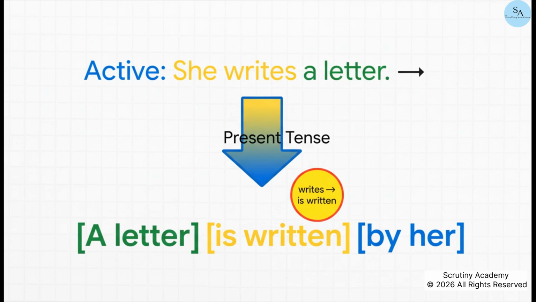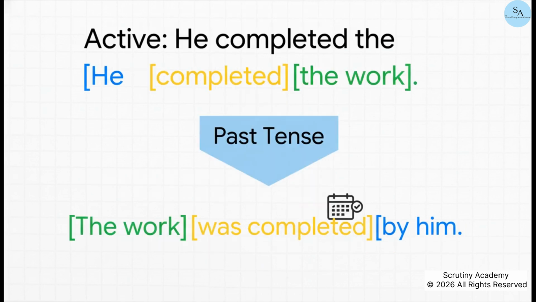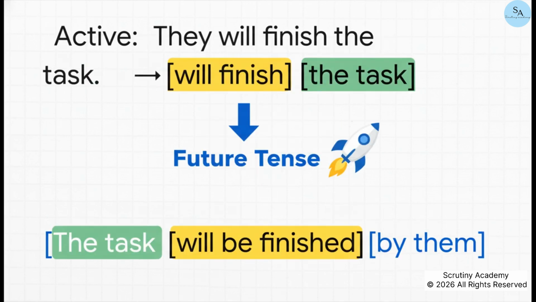Let's see this with an example. For present tense, we have: She writes a letter. Okay, our object, a letter, goes to the front. The sentence is in the present tense, so we use the be verb is. The V3 of writes is written, so we get: A letter is written by her. Perfect. Now for past tense. He completed the work. Let's do it again. The work moves to the front. Completed is past tense, so our be verb is was, and we get: The work was completed by him. See the pattern?